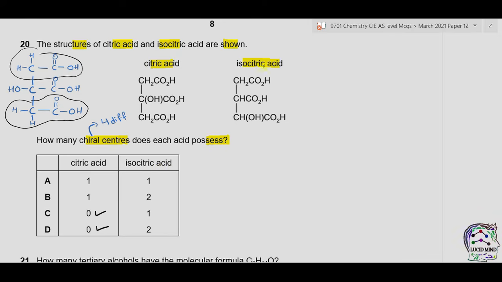Now let's draw isocitric acid. For first carbon we have 2 hydrogens, then carboxylic acid functional group. On second carbon we have 1 hydrogen and 1 carboxylic acid functional group. On third carbon we have hydrogen, OH and carboxylic acid functional group.